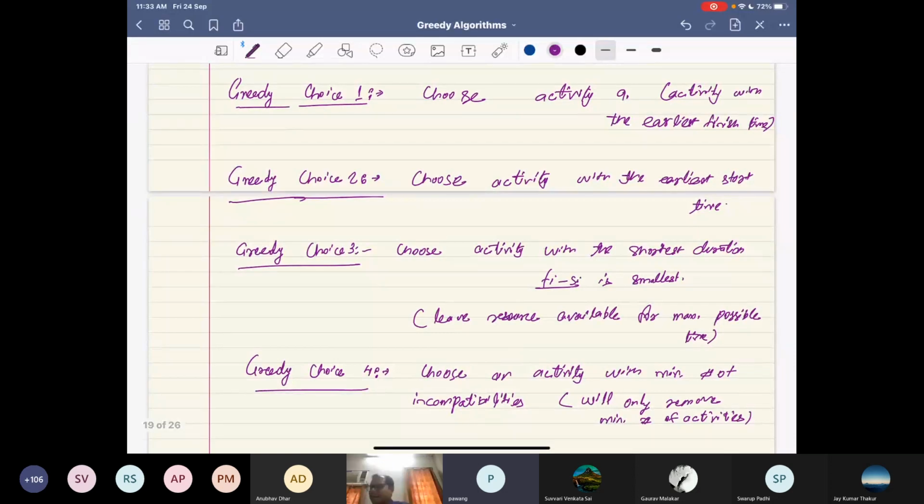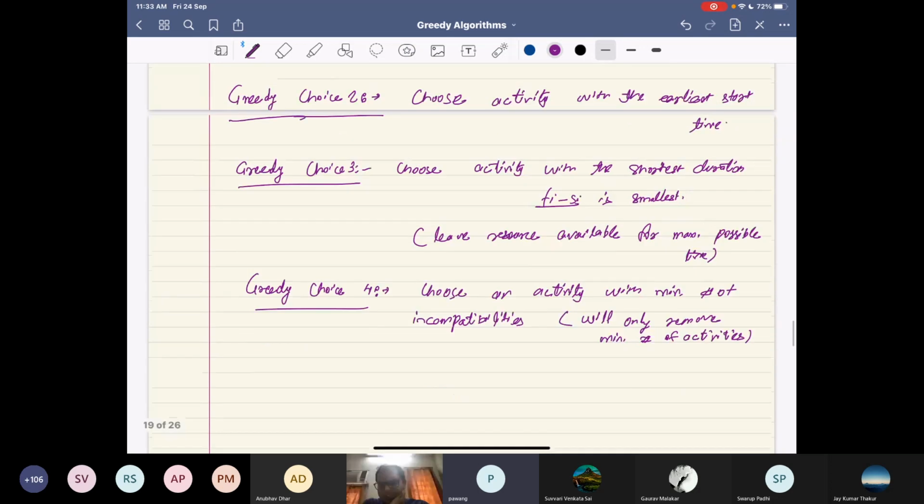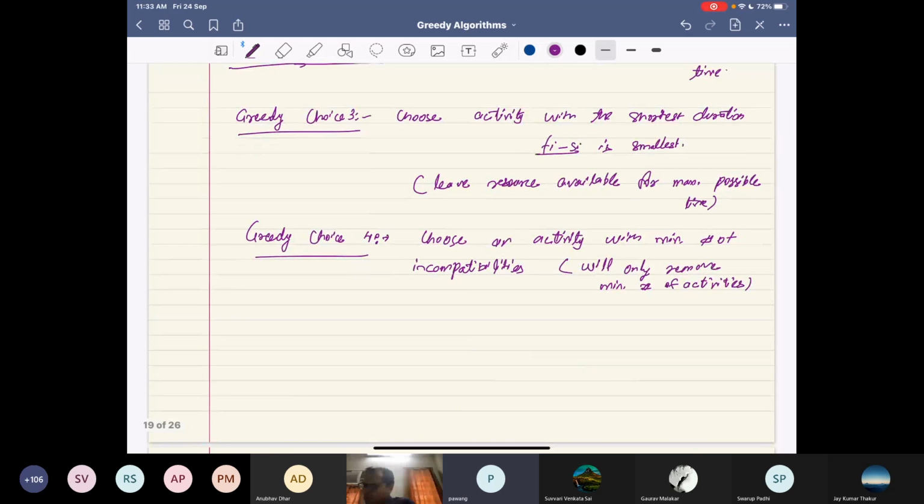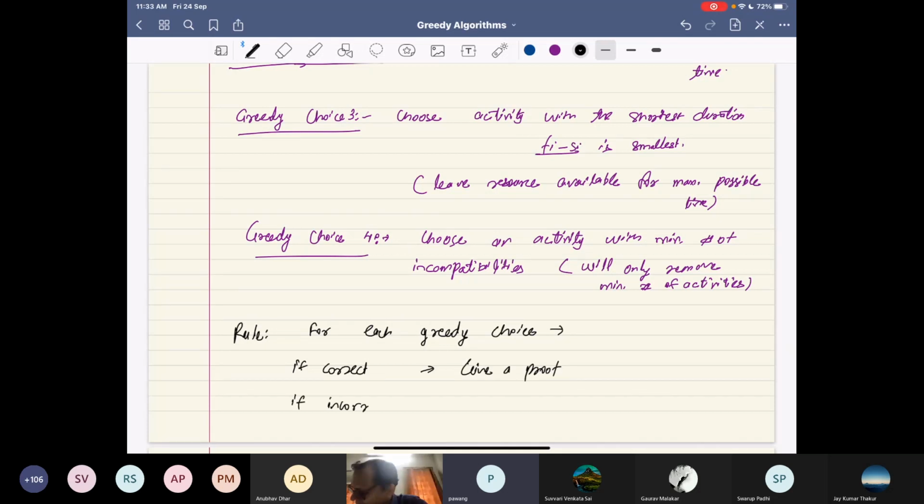Let's take greedy choice 1: choose activity A1 with the earliest finish time. For each of the greedy choices, remember what I need to do? Let me write down the rule. The rule of the game is that for each greedy choice, either it is correct or incorrect, right? So if it is correct, give a proof. And if it is incorrect, what do you need to do? Sir, give a counter example.